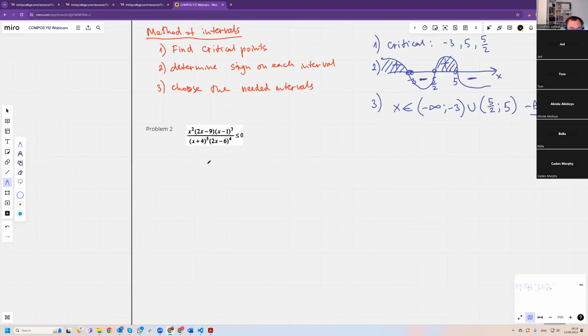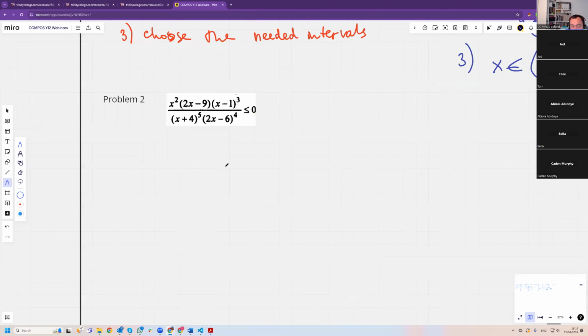Okay, so here there are a few things that are new to us. The first new thing is less than or equal. So we need to learn how to deal with that. And also we see squares and cubes and 5 and quarters. But the basics of the method stay as they are.